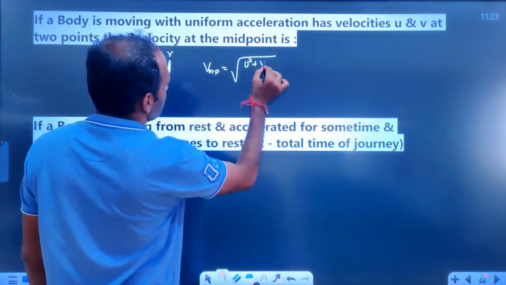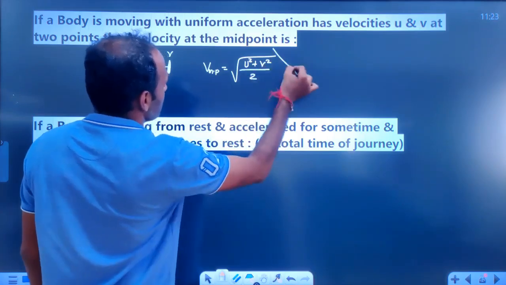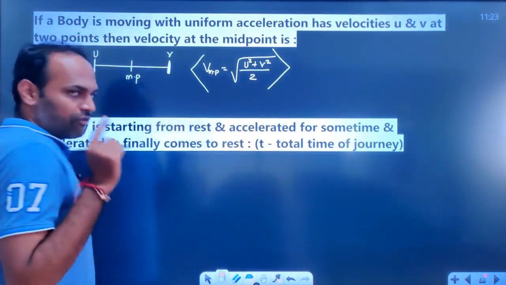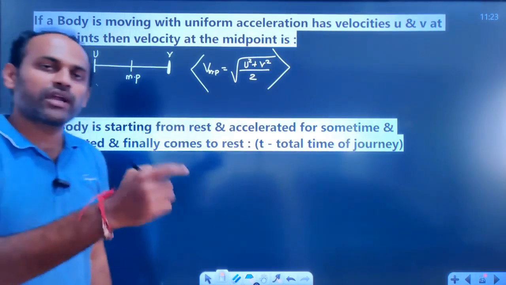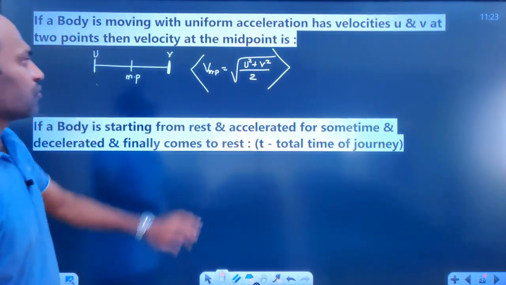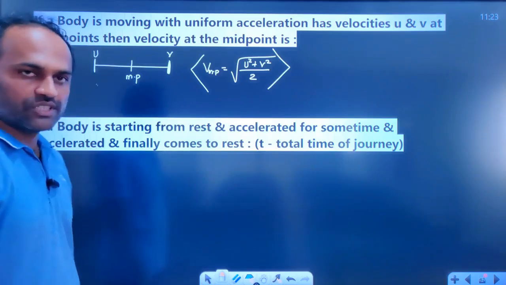It is root of (u square plus v square) divided by 2. So this will give you the velocity at the midpoint if you know the velocity at the initial point and velocity at the final point, right? So to calculate the velocity at the midpoint, you can use this formula.